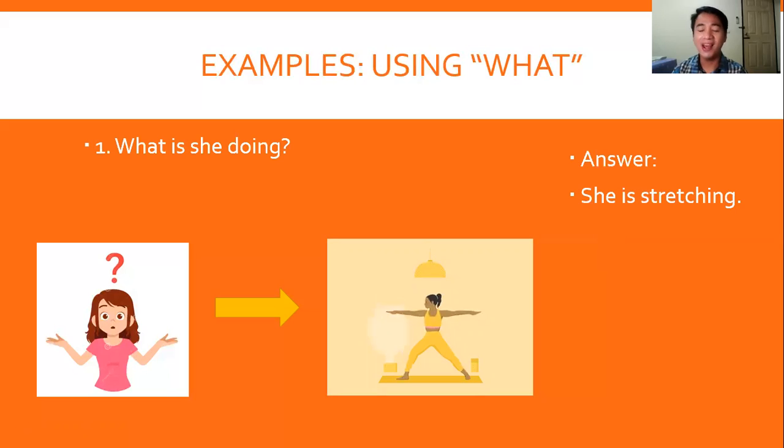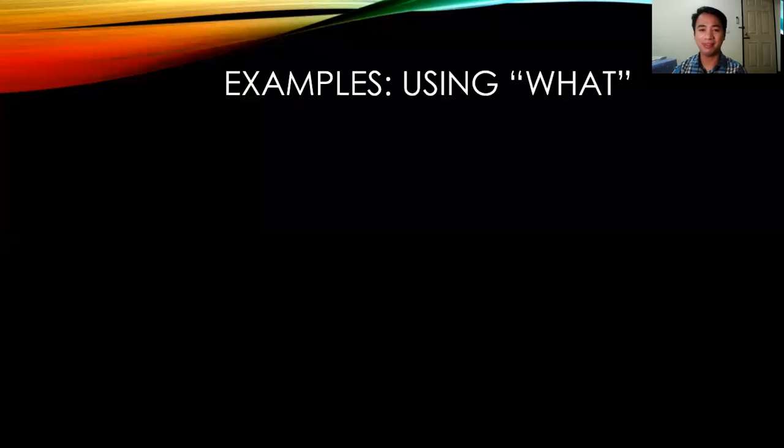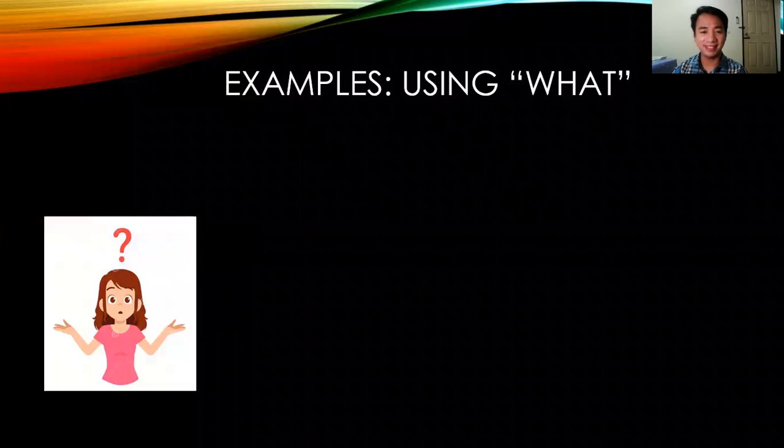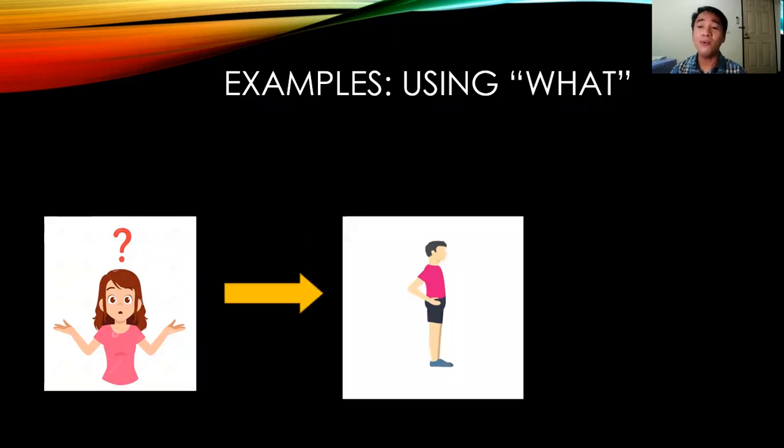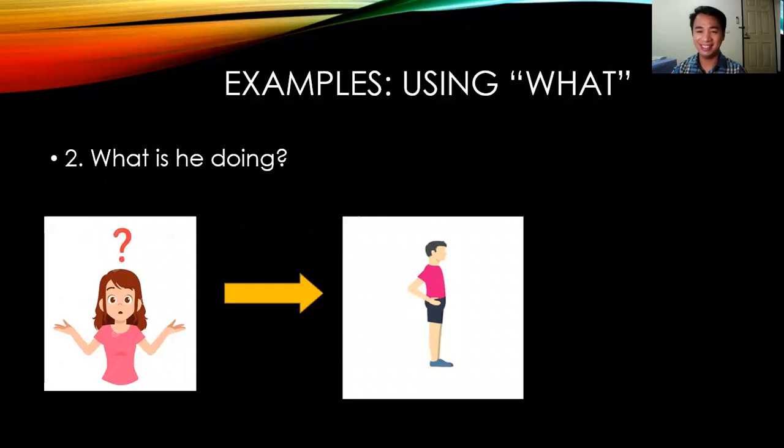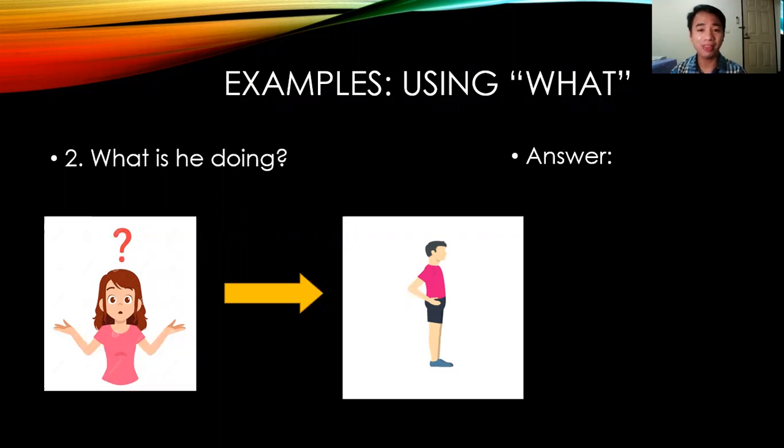Okay. Another example. Look at the photo. So how will you ask the question? Okay. What is he doing? And how will you answer the question? So this is how you answer. He is bending. What is he doing? He is bending. Good job.